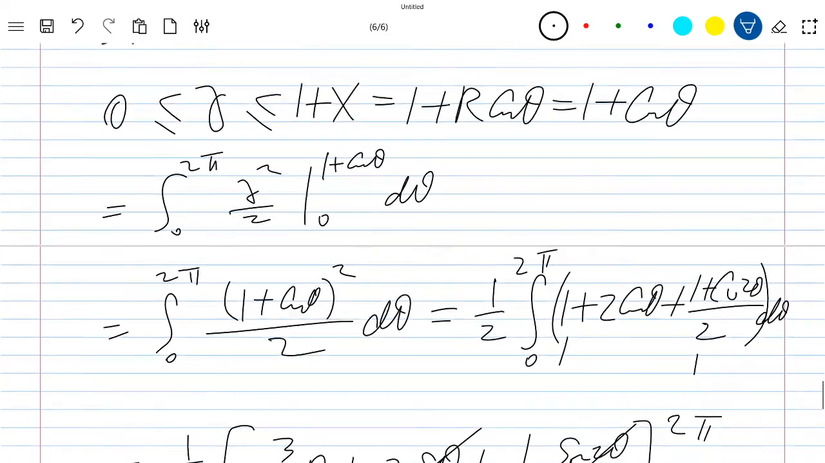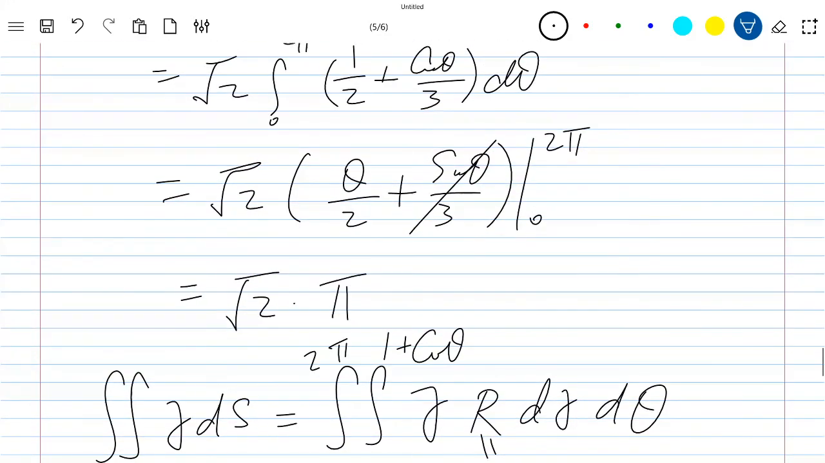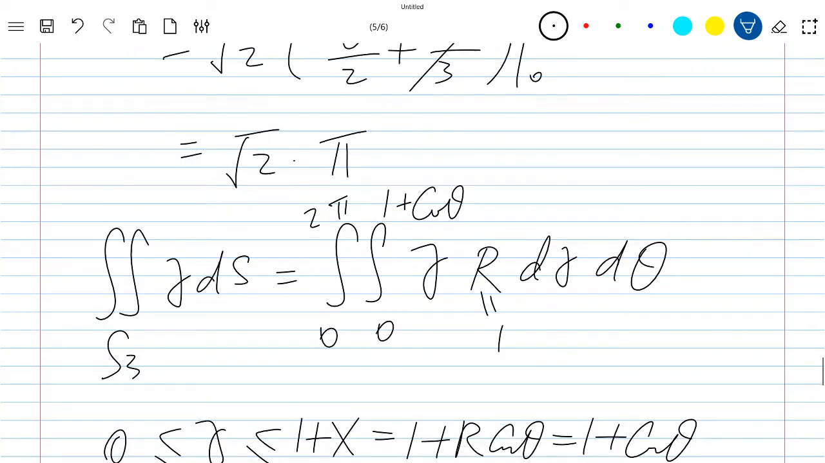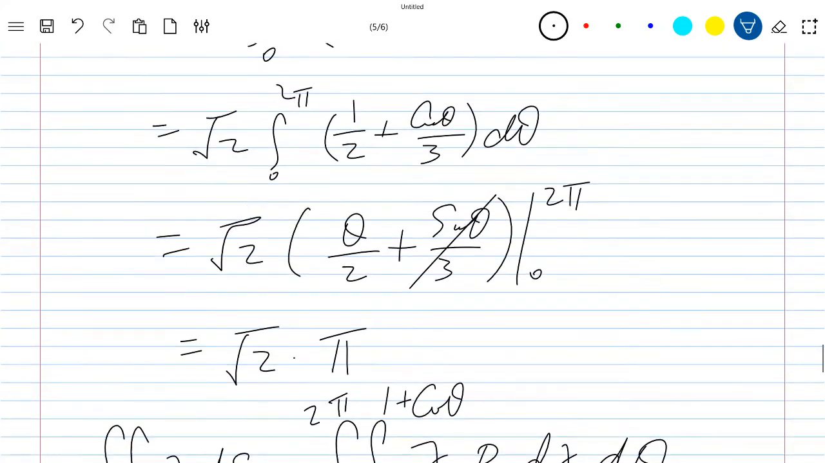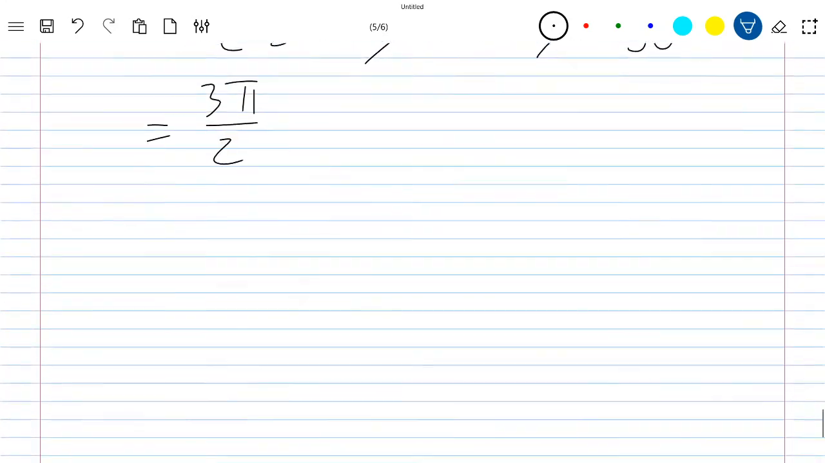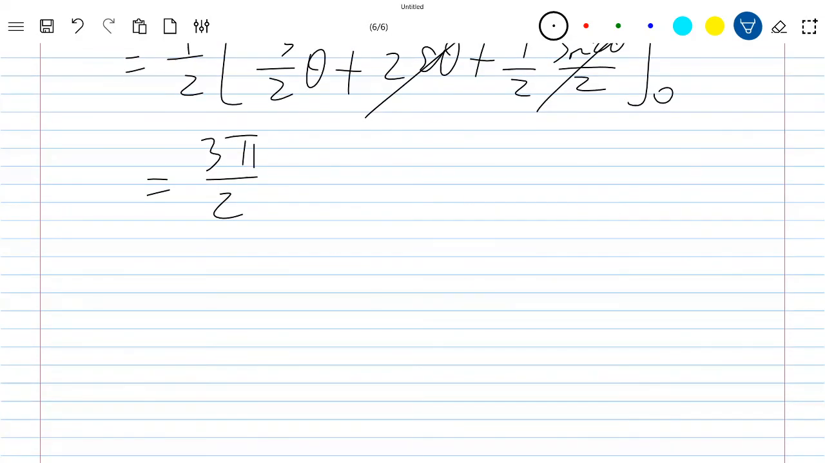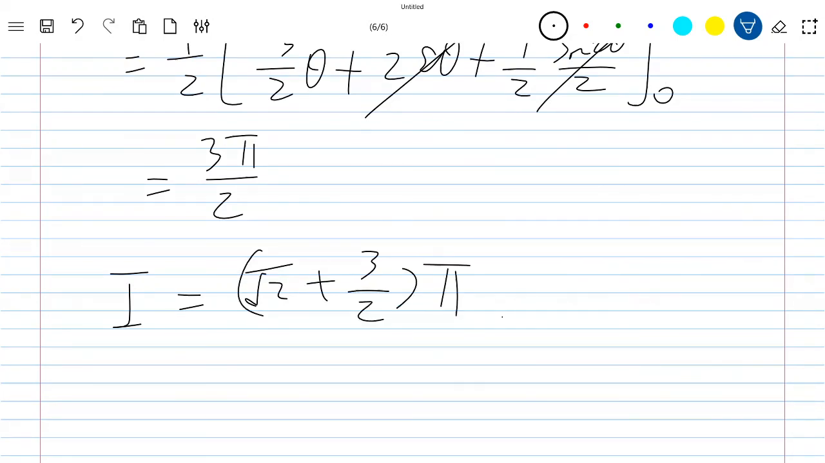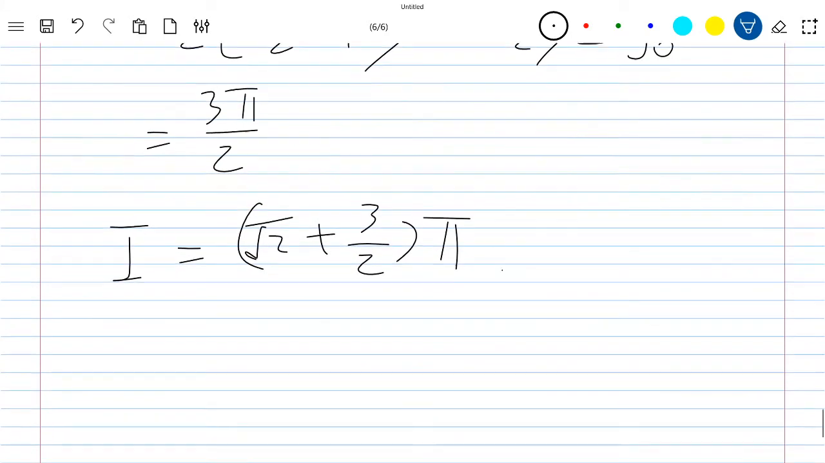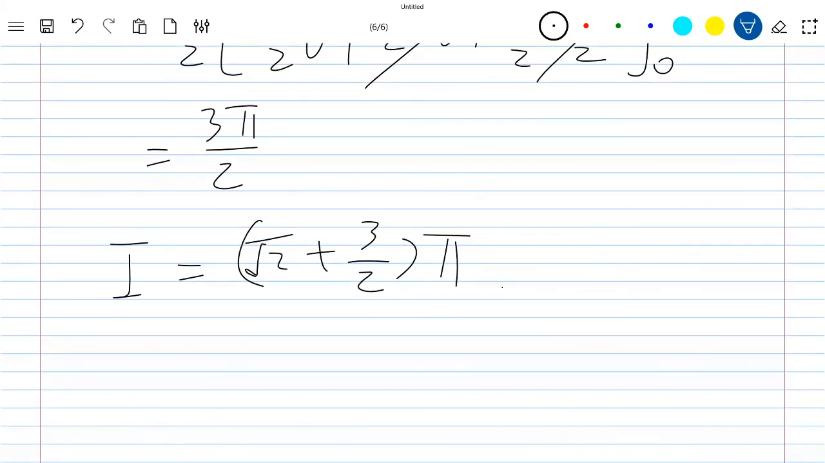Okay, let's see, what is the other part? Square root 2 times pi. Correct? Yeah, I hope so. So altogether, you will get the integral equals square root 2 plus 3/2 times pi. Okay, that's it for the last example. Alright, maybe we can just take a short break and continue next time.